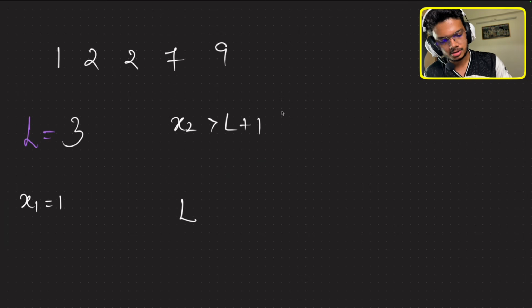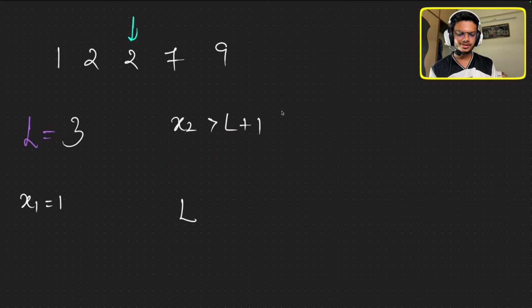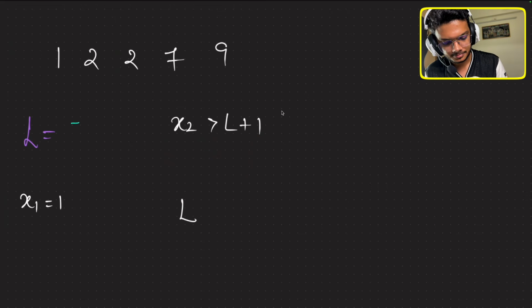Okay, now I'll come here. Remember, the sum I'm looking after is 4. Now I'll ask, is x2 greater than L plus 1? That is, is 2 greater than 4? No, 2 is not greater than 4. So I can definitely create sum 4. So I'll update L again. So it'll be updated to what? 3 plus 2, 5.